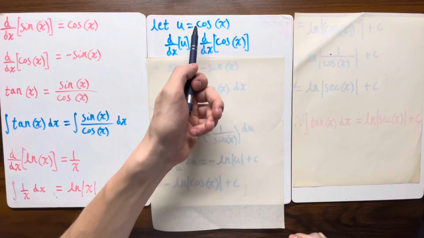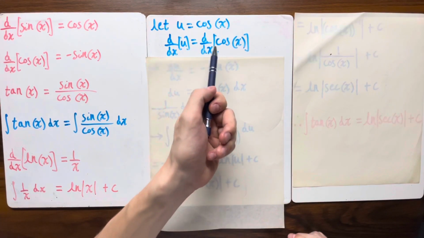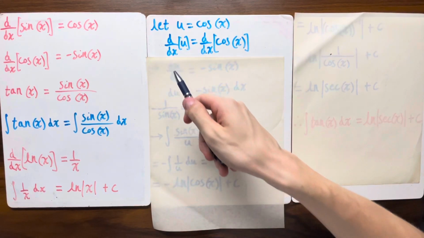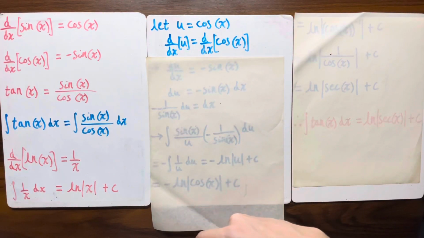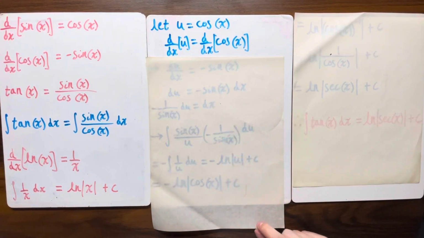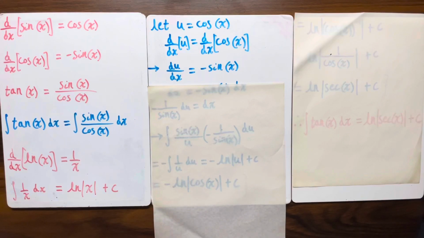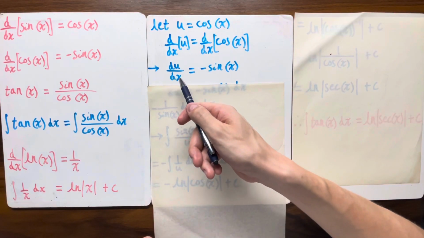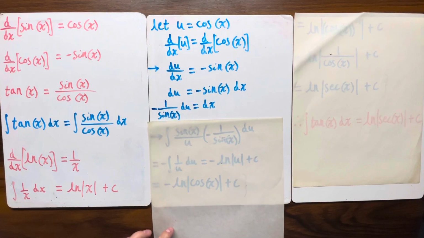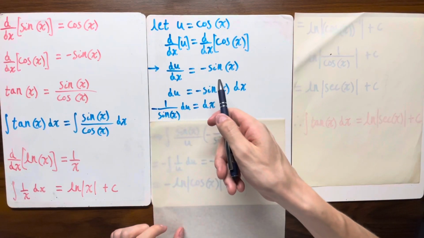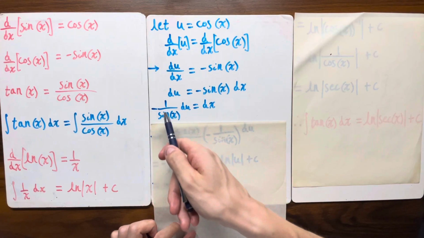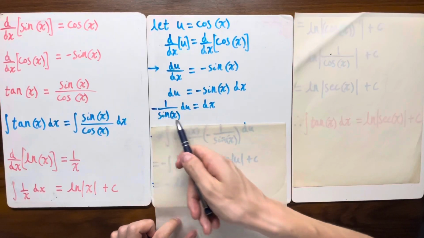So if we let u equal cosine of x and take the derivatives of both sides of this equation with respect to x, so du/dx is equal to the derivative of cosine with respect to x. Well, what is the derivative of cosine? Well, it's negative sine, as we see here. And now we can solve for dx and plug it in here. So solving for dx, multiplying both sides by dx, and then dividing by negative sine of x, we get that this is equal to dx. So now let's plug this in for dx.